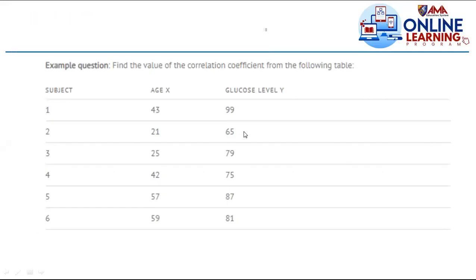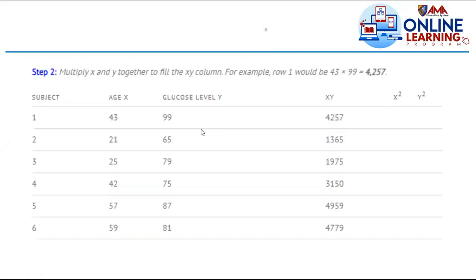Yun po siya. Okay? So we have XY, multiply natin itong dalawa, 43 by 99, ito yung answer. Okay? Kumbaga sa this your column 1, column 2, column 3. So gagawin po natin in your Excel, column 1, kung ano yung row po yun.